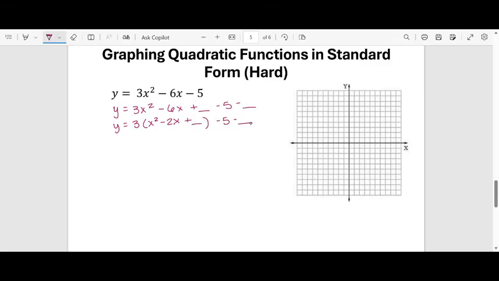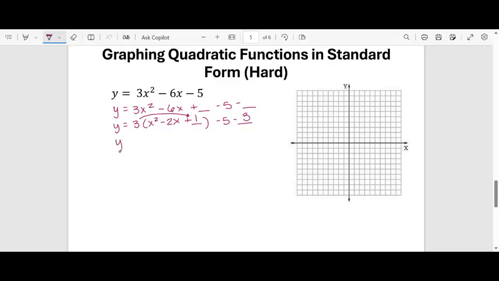Now to fill in my square, I do half of my middle number. My middle number is negative 2. So negative 1 will be half of my middle number. Squared would be 1. It's not actually a 1, it's actually a 3 times 1. So it's a 3. So I'll subtract 3 from the end.